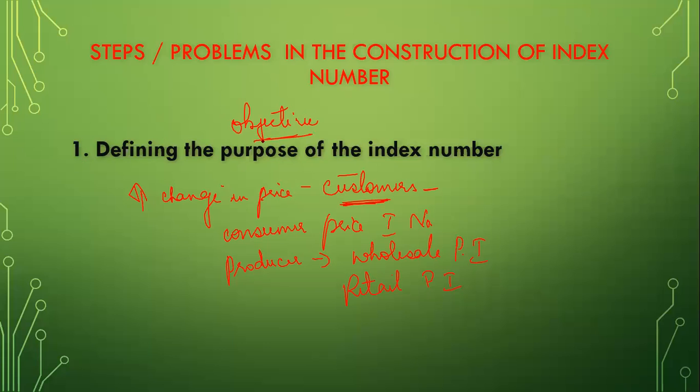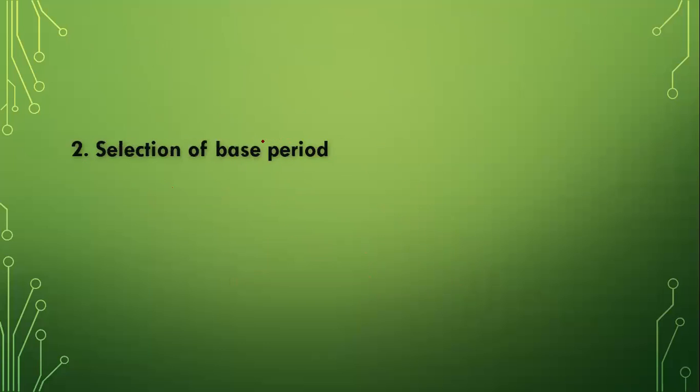So your overall process should depend on what purpose you are taking. Okay, that is the first point. Second point, selection of the base period. Now what is base period? The previous year, whatever year you take for comparison, is considered to be the base period. Now the selection of base period is very important in index number.